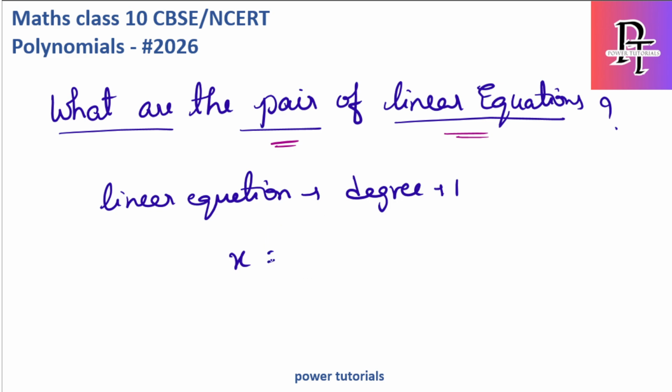if x is equal to 2, this is a linear equation. x minus 5 is equal to 0, this is a linear equation. Why? Because the degree is 1. Degree means the highest power of the equation. But what is mentioned here?